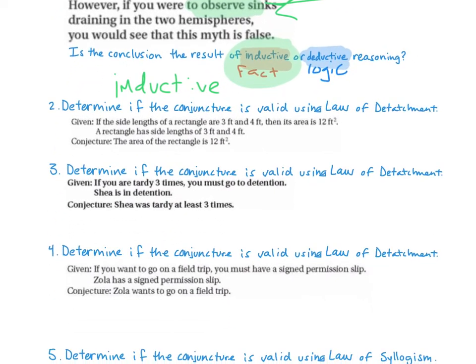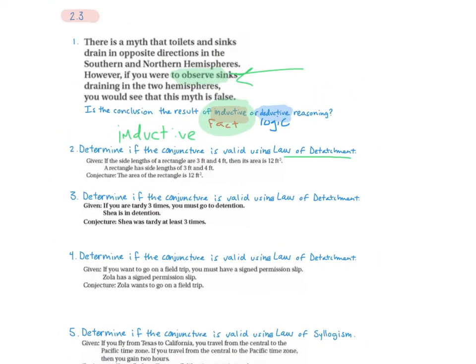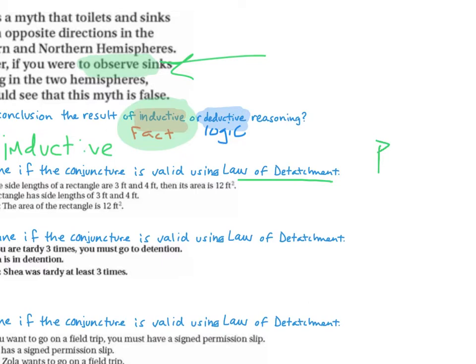Let's look at number 2. Determine if the conjecture is valid using the law of detachment. So we know that for the law of detachment, we need two things to be true in order for the conjecture to be valid. So we need if P, then Q to be true, and P to be true. So we need two things, 1 and 2.